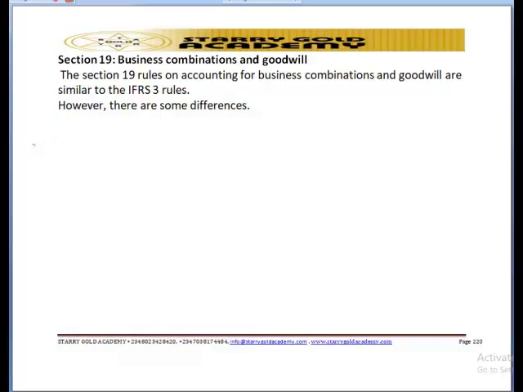And lastly, goodwill is amortized over its estimated useful life. But in a situation whereby you cannot estimate a useful life for goodwill, then you can make use of a useful life of 10 years. Just assume it. That's what the section says. And this actually means that there is no requirement to test goodwill for impairment on an annual basis.